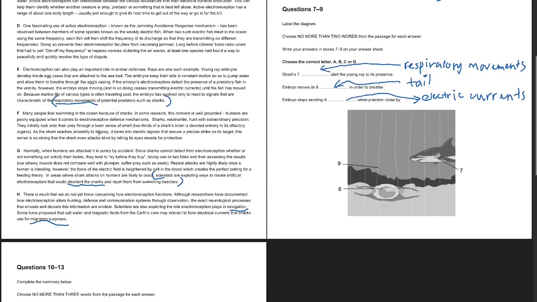Okay, so here in paragraph F, I can read here. It says many people fear swimming in the ocean because of sharks. In some respects, this concern is well-grounded. Humans are poorly equipped when it comes to electroreceptive defense mechanisms. Sharks, meanwhile, hunt with extraordinary precision. They initially lock onto their prey through a keen sense of smell. So smell what? Two-thirds of the shark's brain is devoted entirely to its olfactory organs.